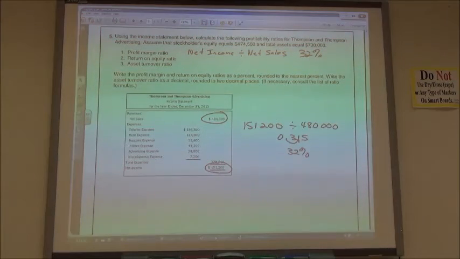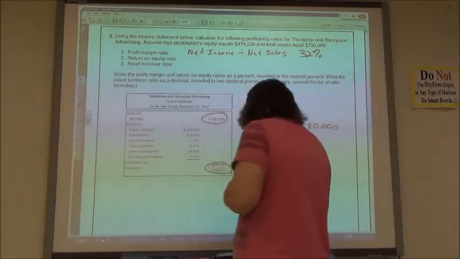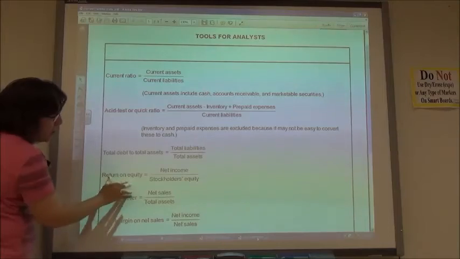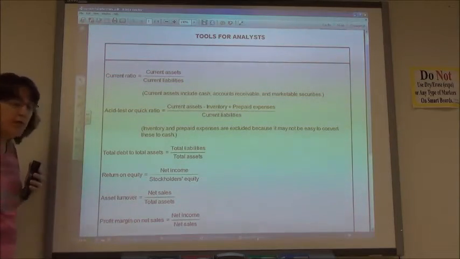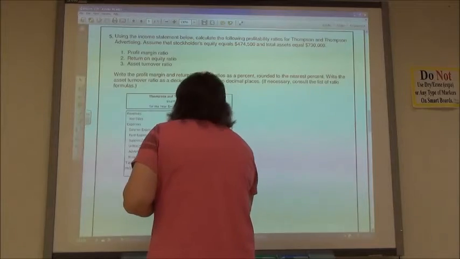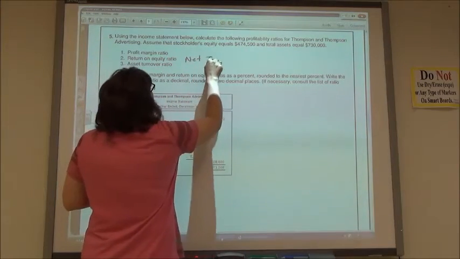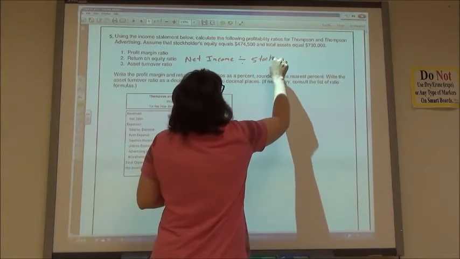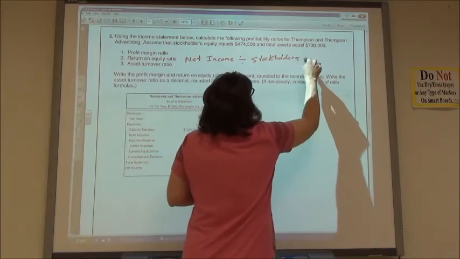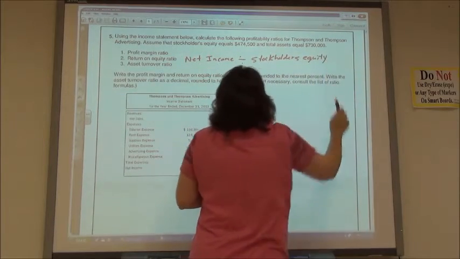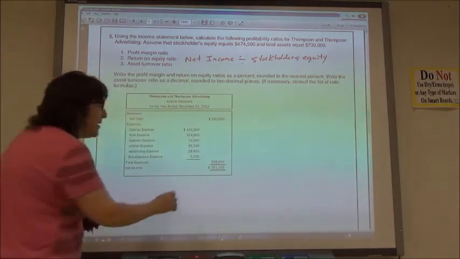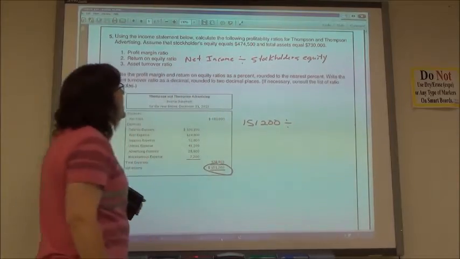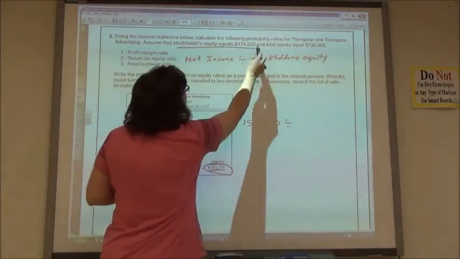Number 2, return on equity ratio. Hopping over here to our formulas, return on equity ratio, net income to stockholders' equity. Net income divided by the stockholders' equity. So my net income is over here, $151,200. We're going to divide that by the stockholders' equity, which is up here in your problem.